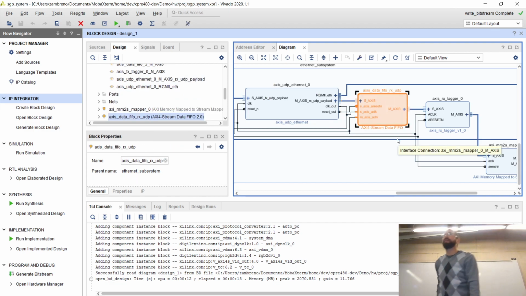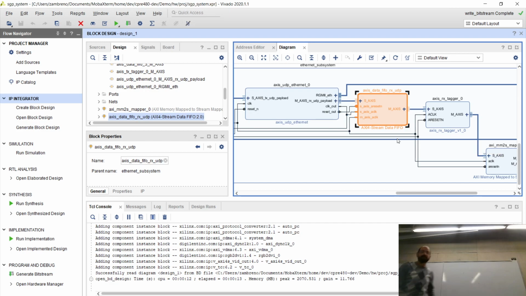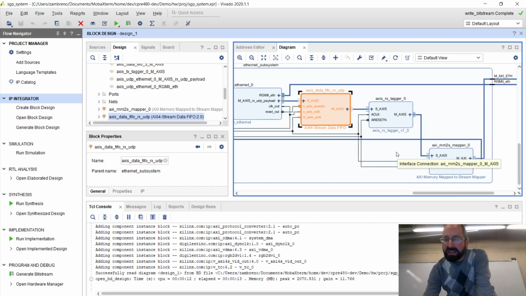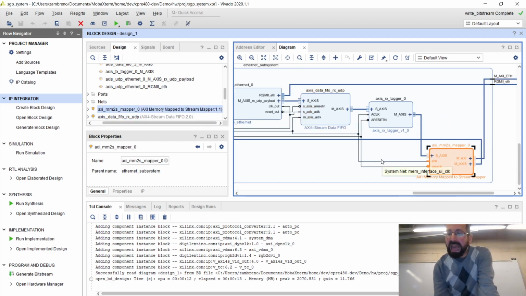Well, we got a FIFO there. It's labeled really detailed so I can keep track of it, but that's an AXI4 stream, which we will talk about today, still FIFO here. Next to that, there's some tagging of data that was needed to get this next module to work correctly. And then there's this unit. This is the AXI memory map to stream mapper.